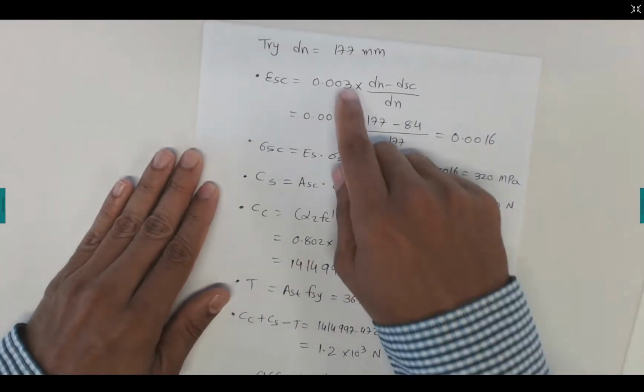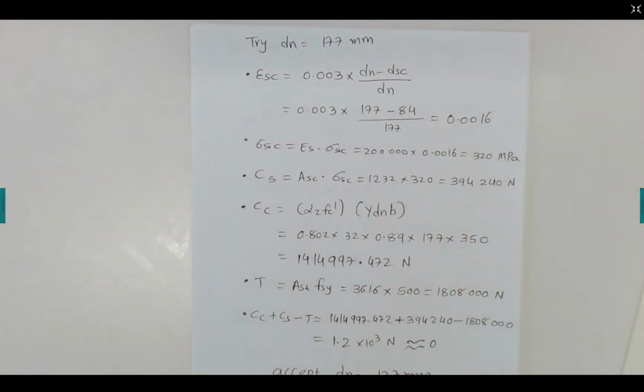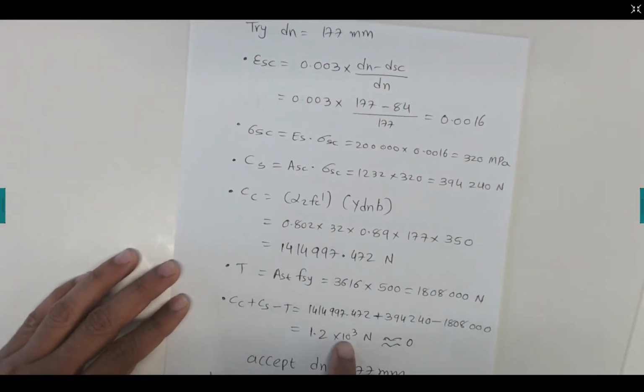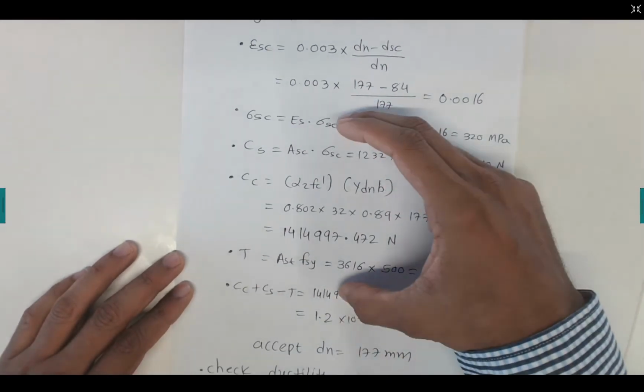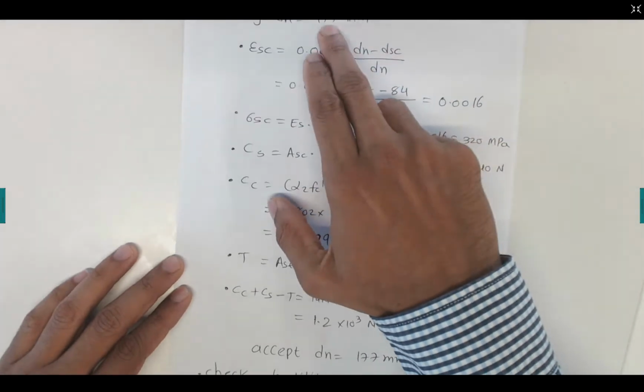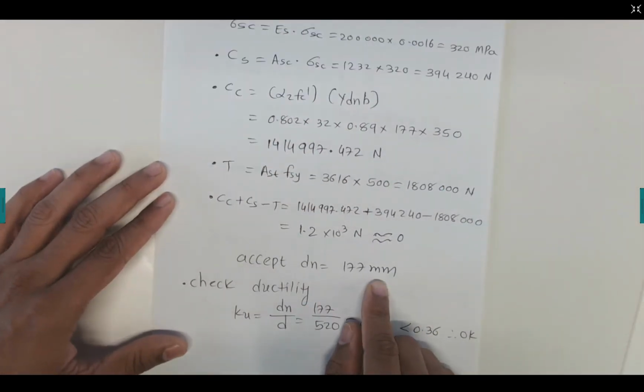Now try dn equal to 177 millimeters. Now for the strain value, the calculation of these forces becomes 1.2 times 10 to the power 3 newtons, which is almost equal to 0. We repeat the whole procedure again, the calculation for 177 millimeter dn. So we take dn equal to 177 millimeters.